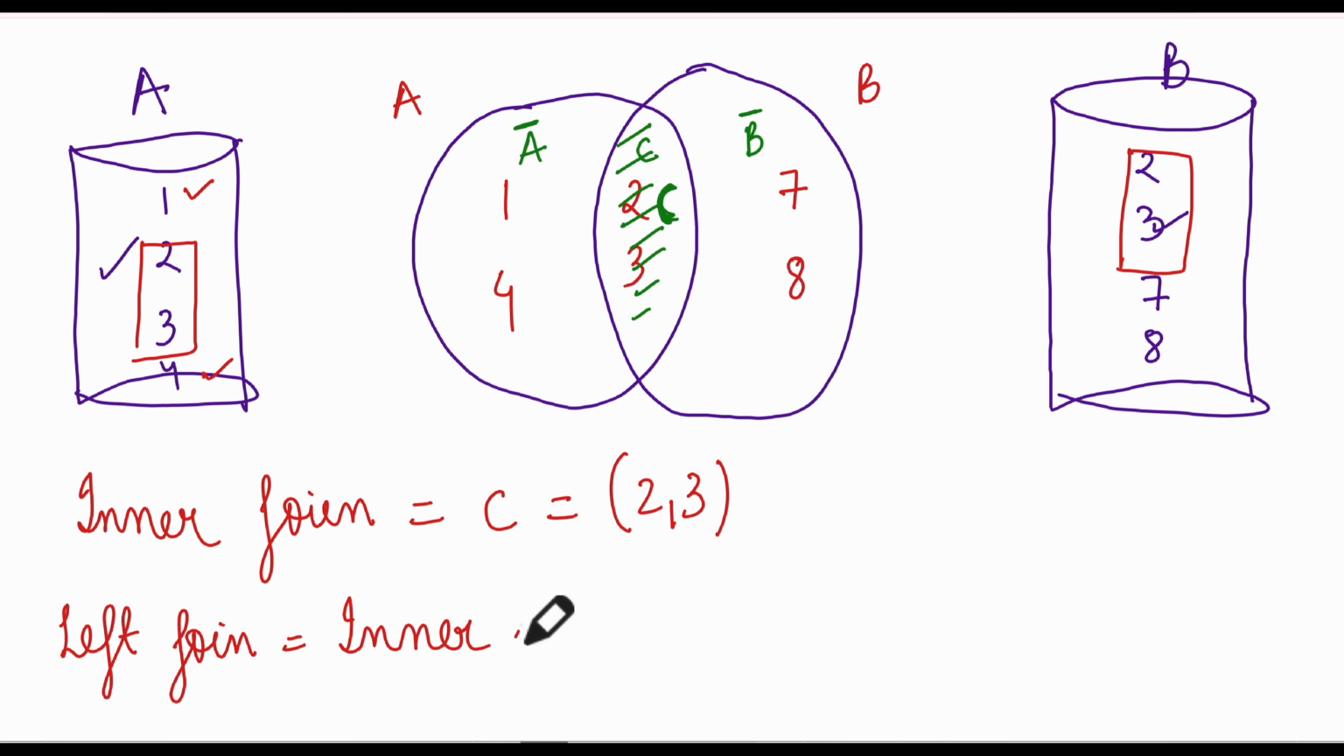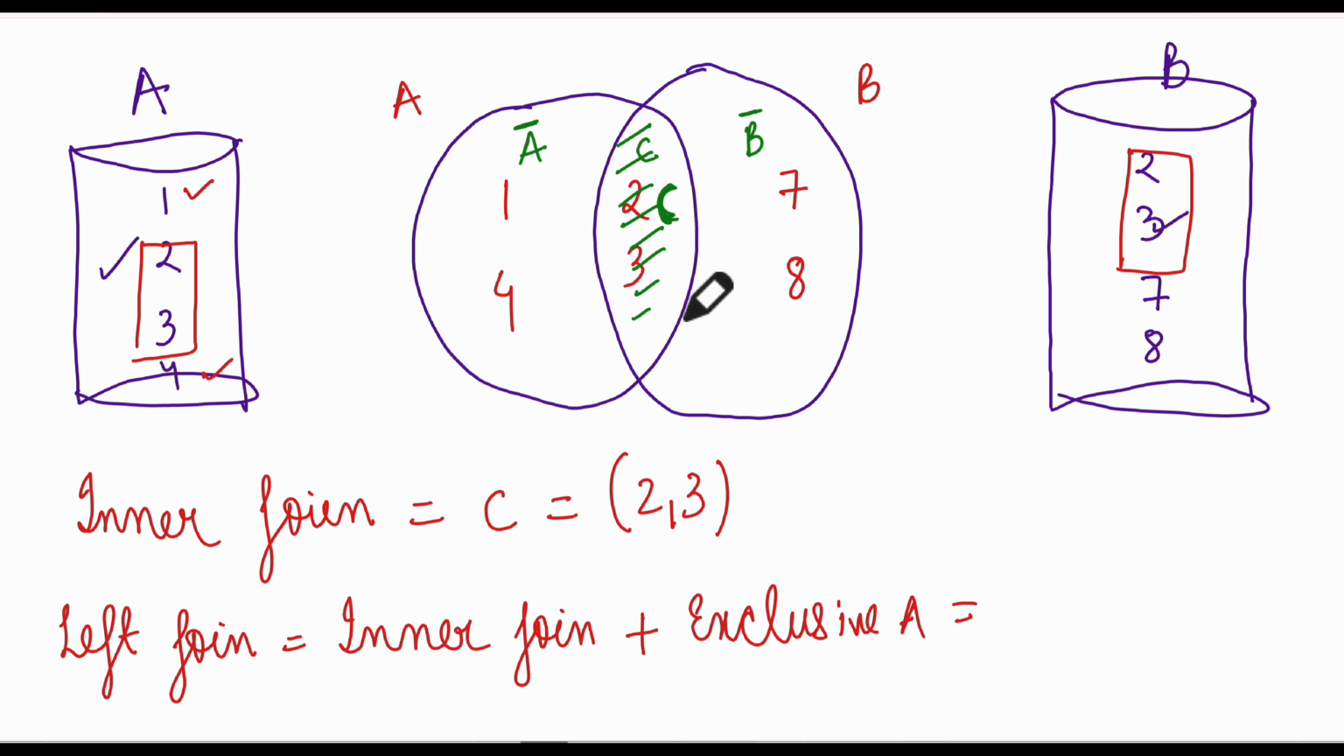So you'll write down inner join plus exclusive part of left table. What do you mean by exclusive part of left table? It means elements of table A which are not present in table B, and that is 1 and 4 here.